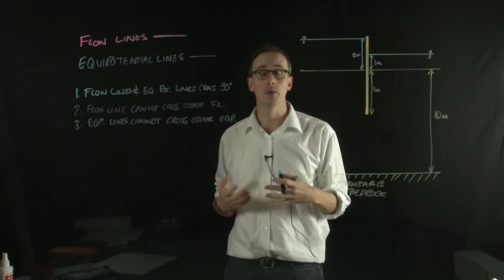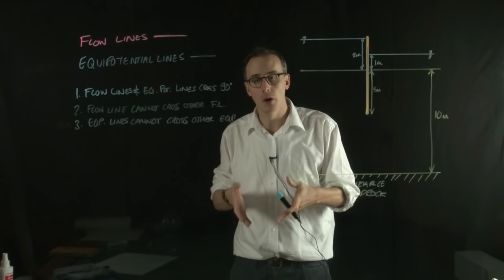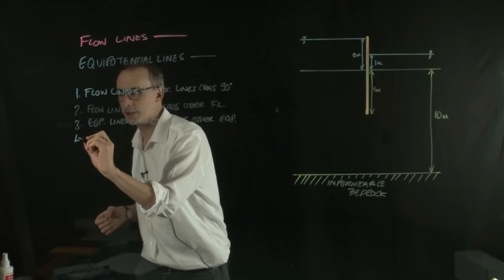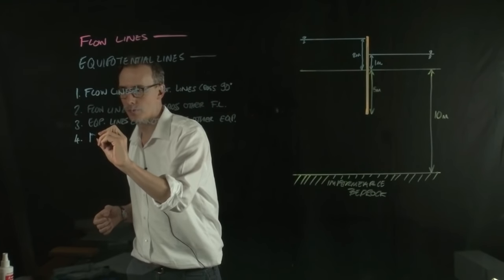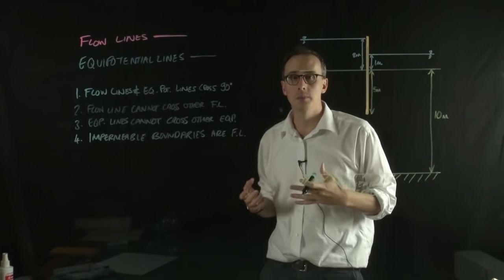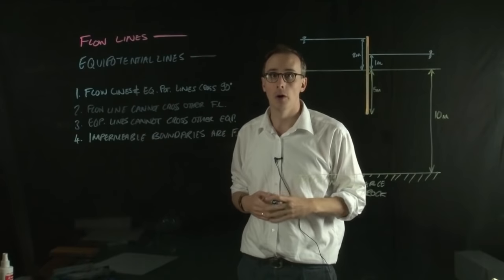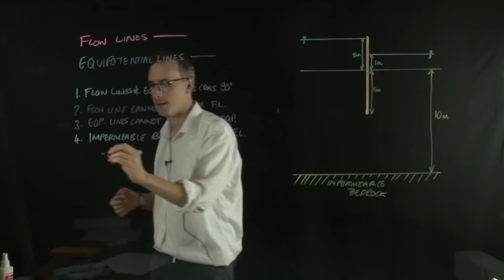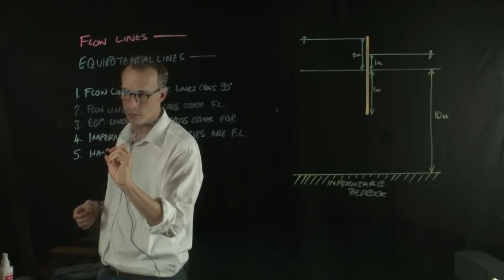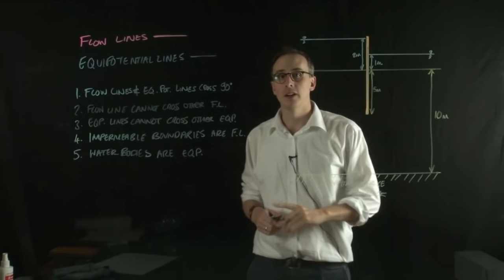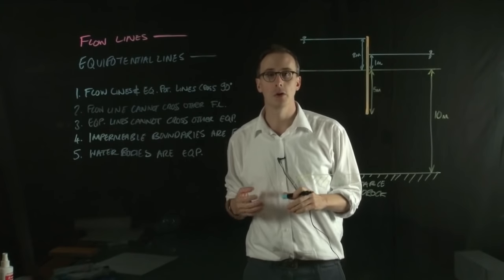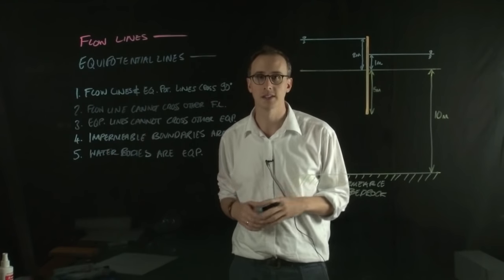Impermeable boundaries are always flow lines, so you always get flow around an impermeable boundary. So that's another rule. Similarly, water bodies within your system are equipotential lines. And finally, for the maths in flow nets to work, you need to draw curvilinear squares.